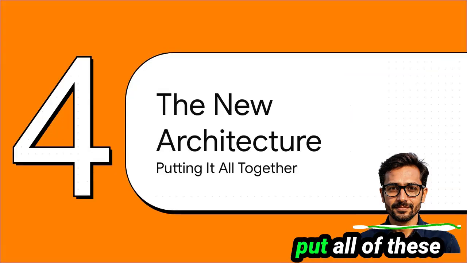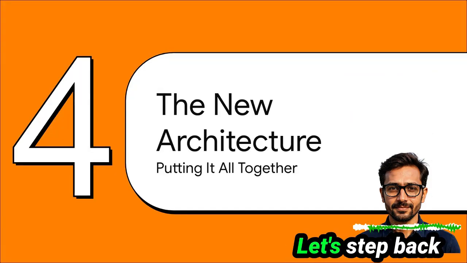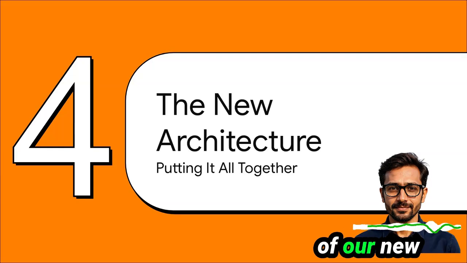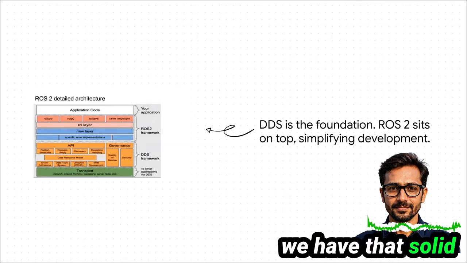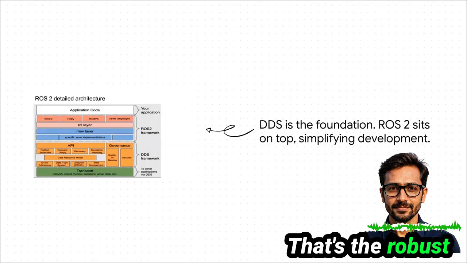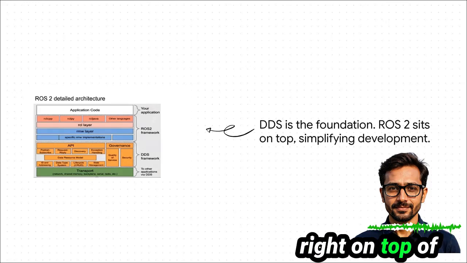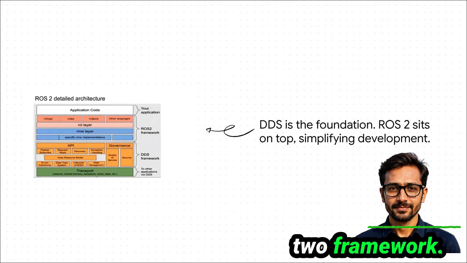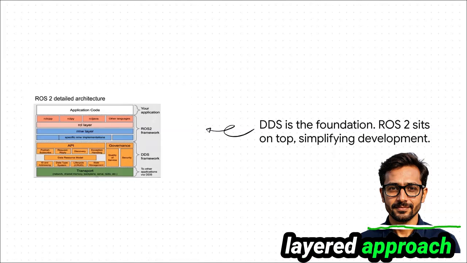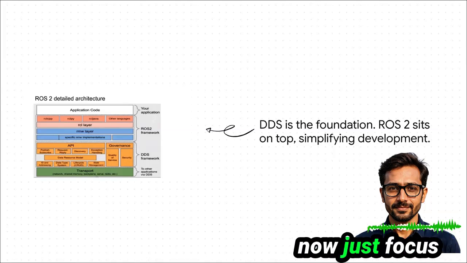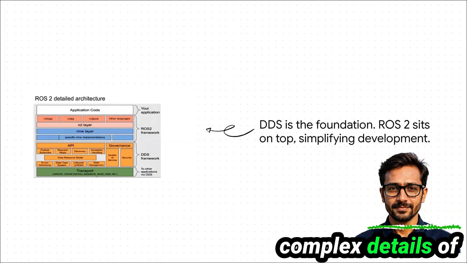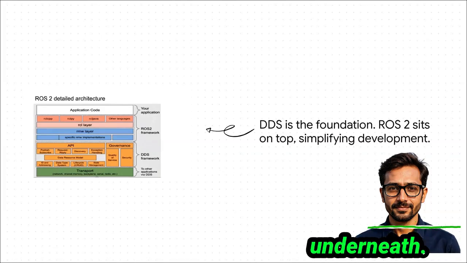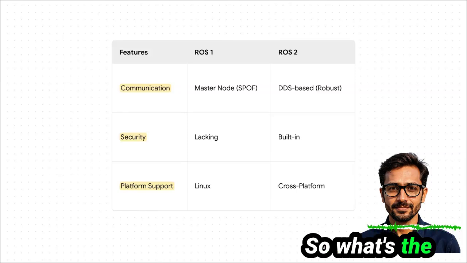So now, let's put all of these pieces together. Let's step back and look at the complete picture of our new, much improved architecture. And here it is, our completed map. You can see at the very bottom we have that solid DDS framework. That's the robust foundation. And then sitting right on top of it is the ROS2 framework. The absolute beauty of this layered approach is that robot developers can now just focus on building their amazing applications. They don't have to worry about the complex details of how communication is happening underneath. It just works.